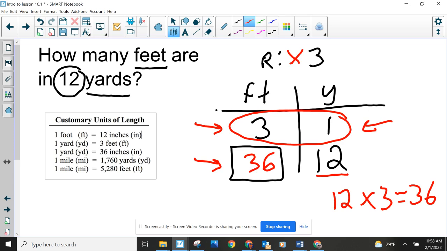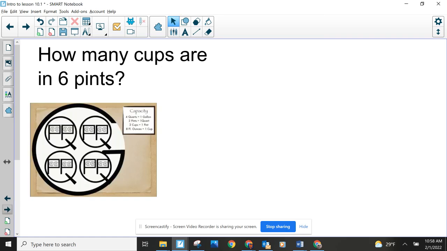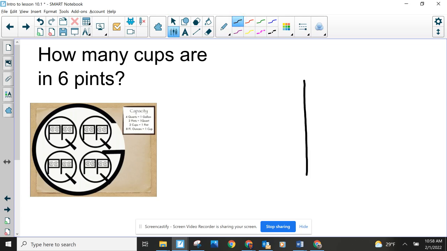Let's do one more example, and let's do this example with a different type of measurement. We're going to do this with a capacity measurement. We're going to be using cups and pints. But the good news is that the way we start is the same. We're going to start with our T-chart. I know I want to change cups and pints, so they're going to go into my T-chart. And now I need to find my basic conversion.